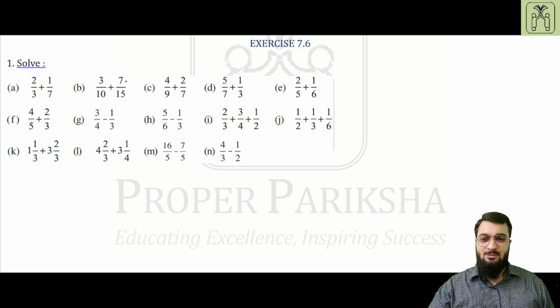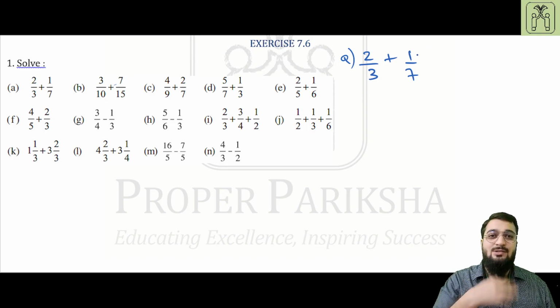So exercise 7.6, the first question says solve the following, and there are various parts given, and we have to solve them for the algebraic operations mentioned. So 2 upon 3 plus 1 upon 7. How will you proceed with that? As you know, over here the denominator is not the same. So we'll first take the LCM, and how we do the LCM procedure has been discussed previously.